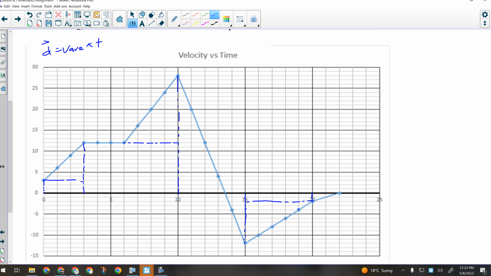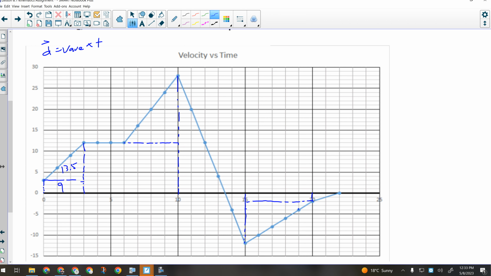Okay, so our first little rectangle here, it's a height of 3 and a base of 3, so that one will be 9. Okay, and then we've got this triangle here that has a base of 3 and a height of 9. So 3 times 9 is 27, divided by 2 is 13 and a half.